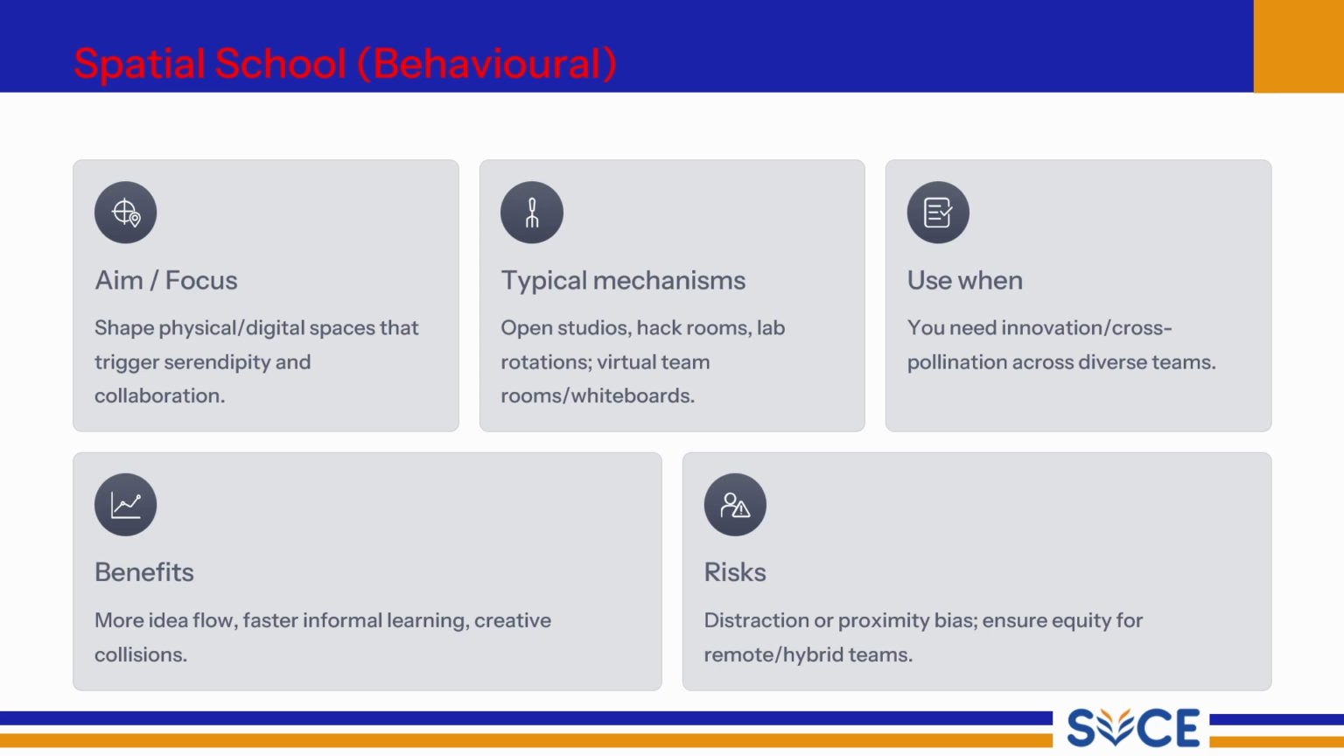Here, the mechanisms used are open studios, hack rooms, lab rotation, virtual team rooms and whiteboards, the typical mechanisms of the spatial school under the behavior cluster. The mechanisms include open, flexible workspaces like hack rooms, labs, and in the digital space, shared whiteboards or virtual team rooms. They are designed to lower the barriers and increase spontaneous interactions.